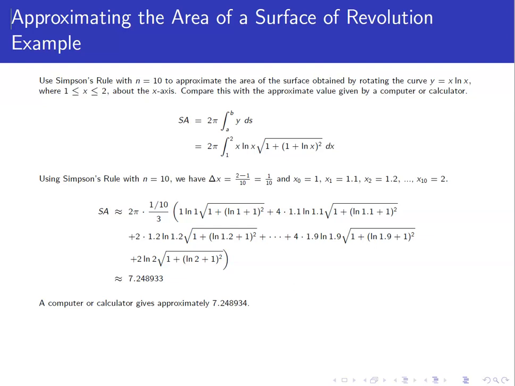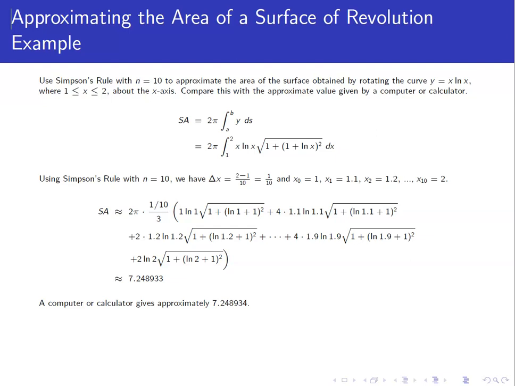In this video, we're going to look at an example of approximating the surface area of a solid of revolution using Simpson's rule. So we're given the curve y equals x log x. We're going to rotate this curve about the x-axis on the interval from 1 to 2 for x's, and we're asked to use Simpson's rule with 10 subintervals to approximate the surface area.